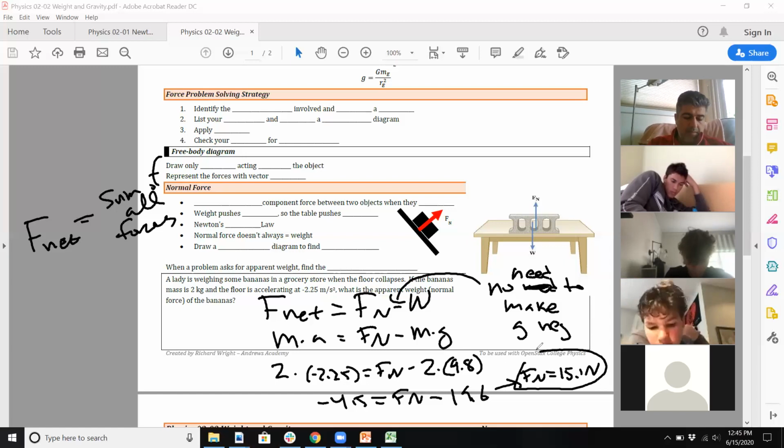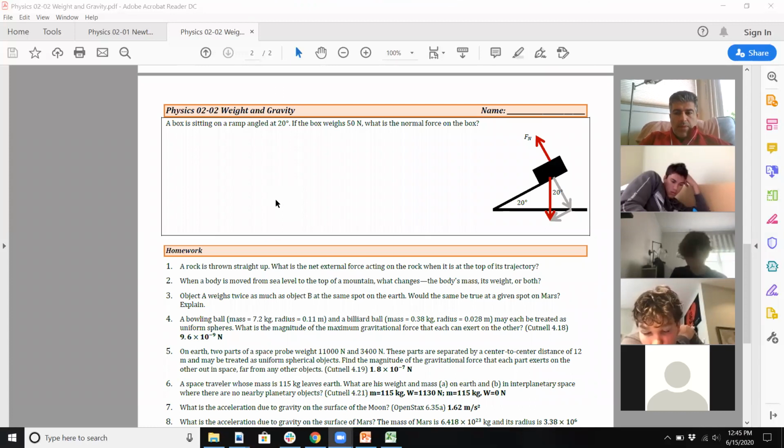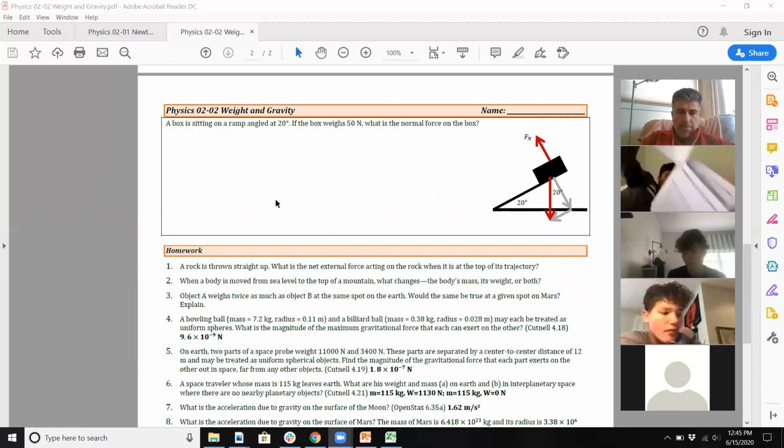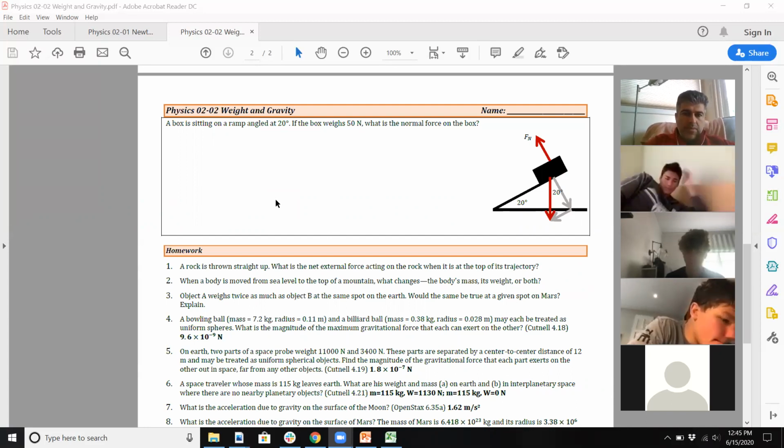Let's look at one more, and then I'll have you guys do some practice. Let's look at a ramp here. I'm going to clear that. Okay, these are fun ones. A box on a ramp angled at 20 degrees. If the box weighs 50 newtons, what is the normal force on the box? So the weight is always going to be pointing directly down.